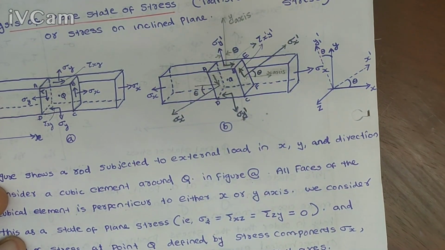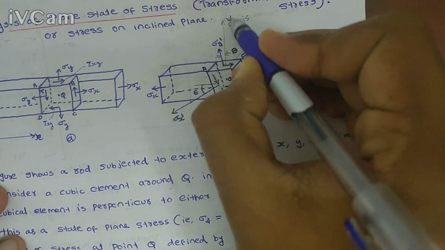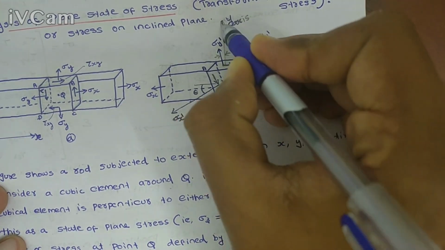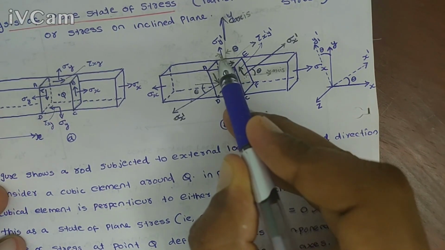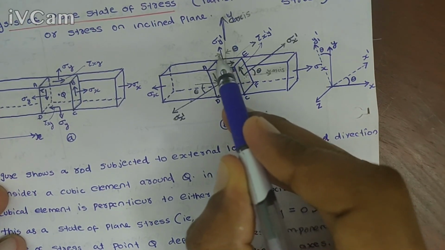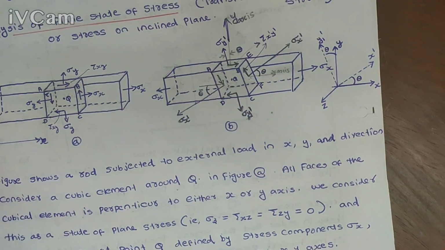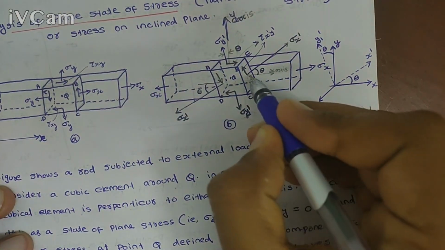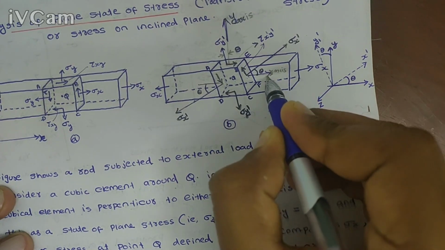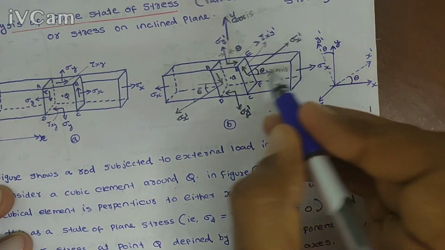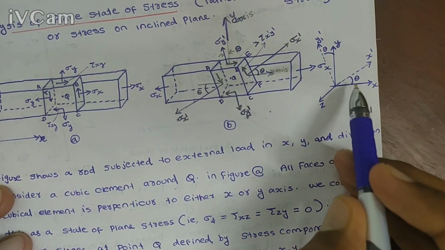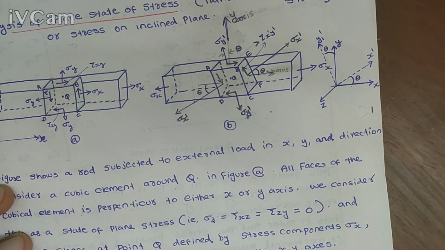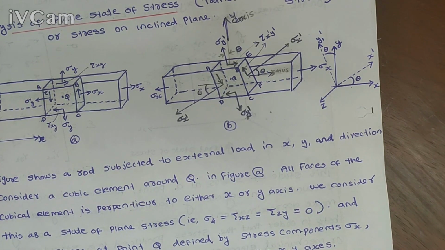It will change. So you can see this is the y-axis, and there is an angle difference between the y-axis and sigma y dash. The angle difference between these two is theta. Similarly, this is the x-axis, and the angle between sigma x dash and x dash is theta, similar to this axis system. So this is the transformation of stress and strain.